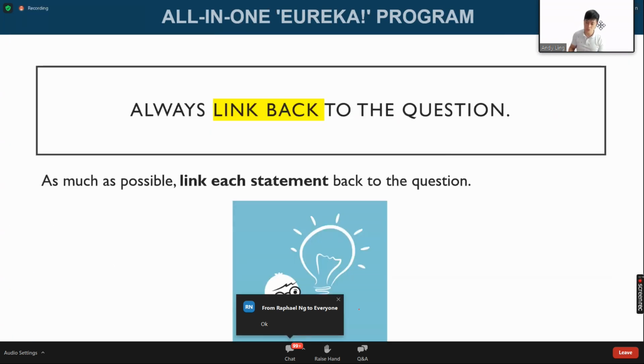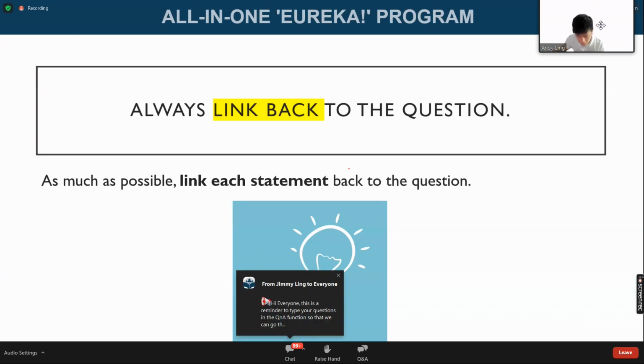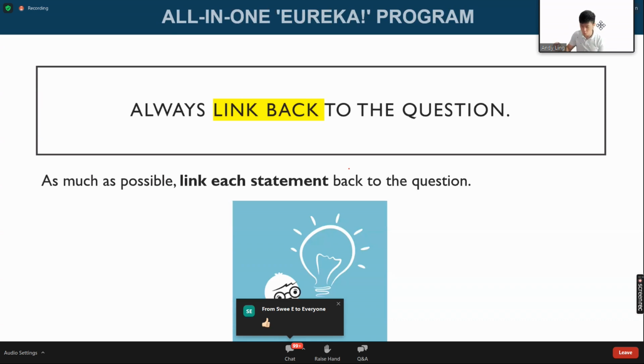So parents, I'll share with you 2 examples on linking back. Please remember, link back to the question. As much as possible, link each statement back to the question. Not just the last statement, but every single statement in the child's answer, try your best to link back. But don't overdo it, parents.